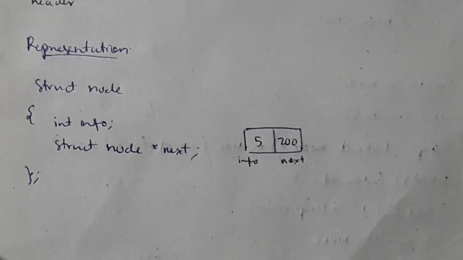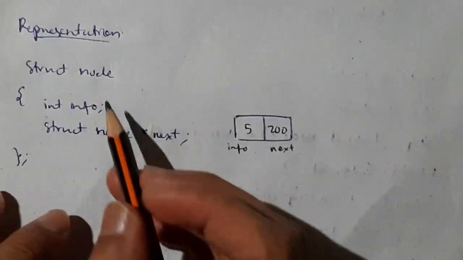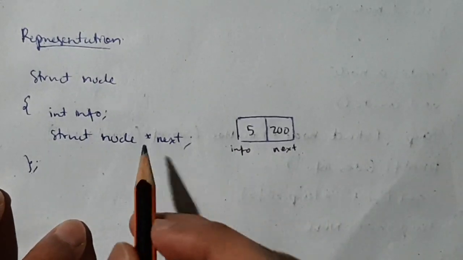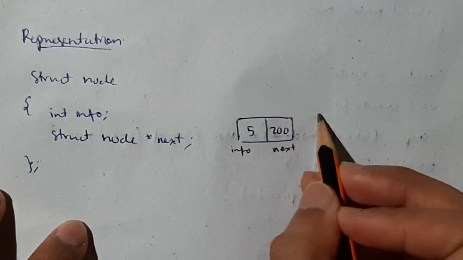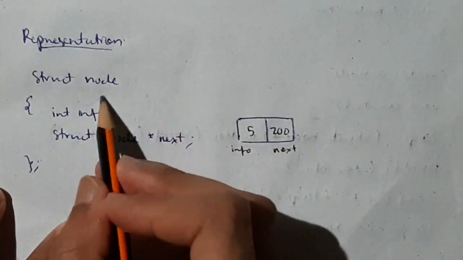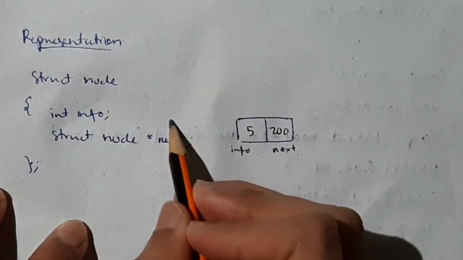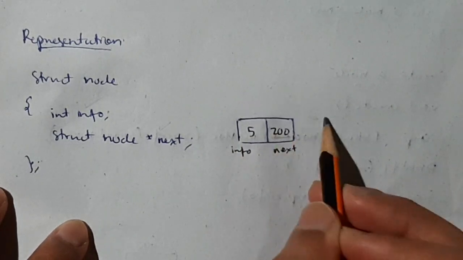You will use a structure. In the structure you can store the information and the next pointer. So you are using a pointer here to point to the next box's memory location. So: int info and struct node star next. This is the pointer pointing to the next location.